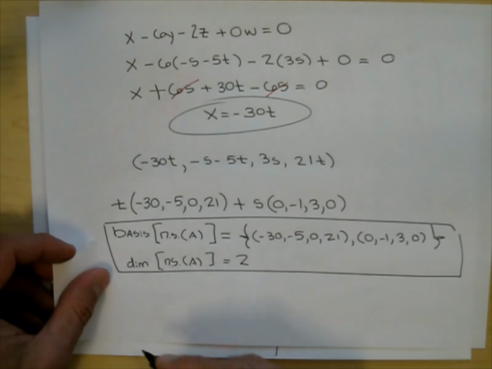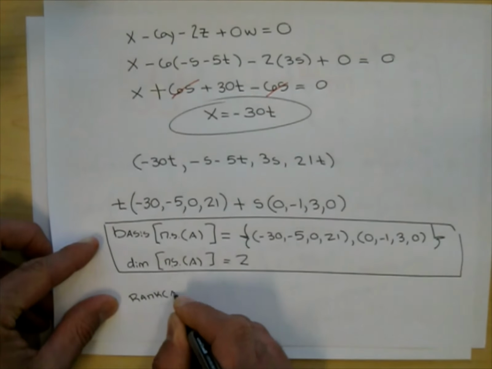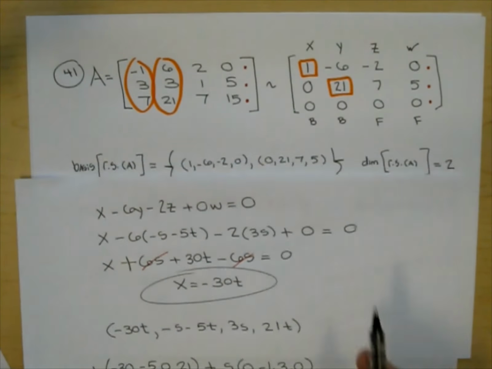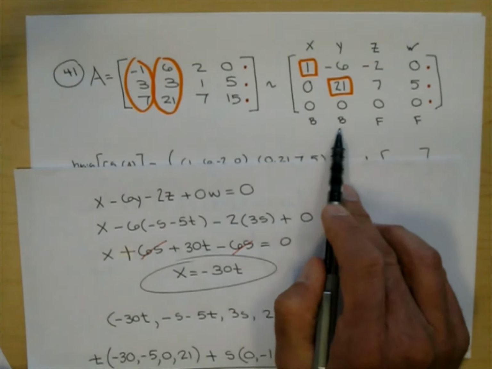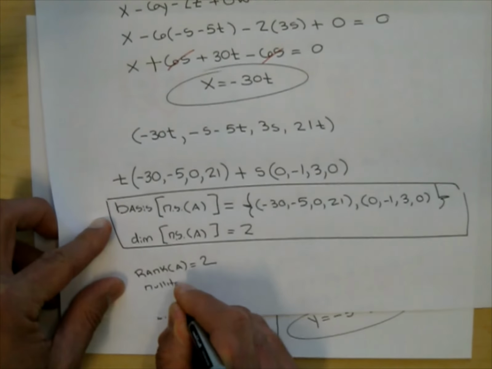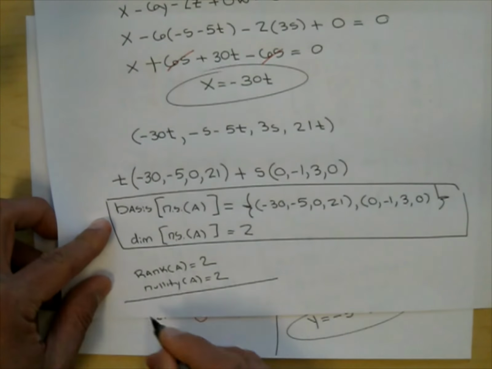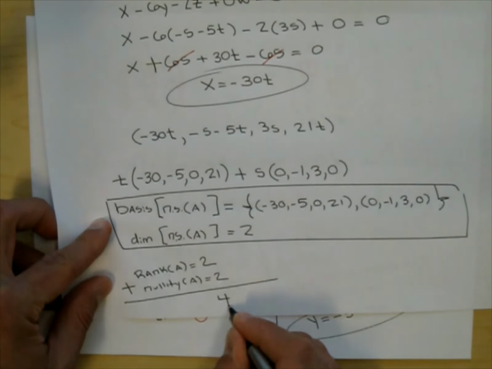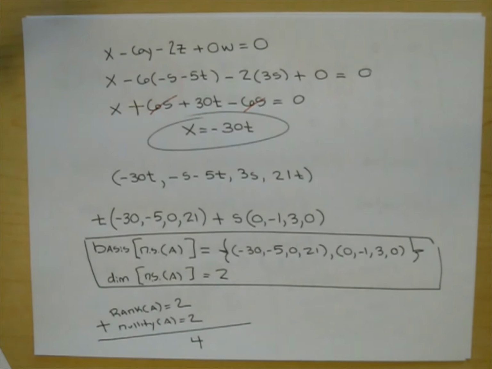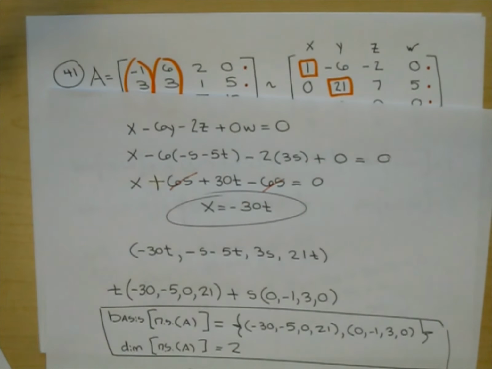So what does that mean? In this example, you have the rank of A happen to be your bound variables. There's two of them. And the nullity of A is also 2. That's your free variables, and that adds up to 4. So why in your review do they always make them the same? Well, I don't know. Maybe number 42, they are different.